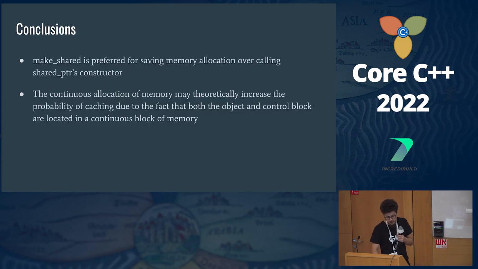And as a bonus for this thing, since we have all this memory packed within the same continuous piece, theoretically the gods of CPU caching might help us a little bit to cache this data much better because we have fewer levels of indirection. Not sure. Theoretically, it might happen.